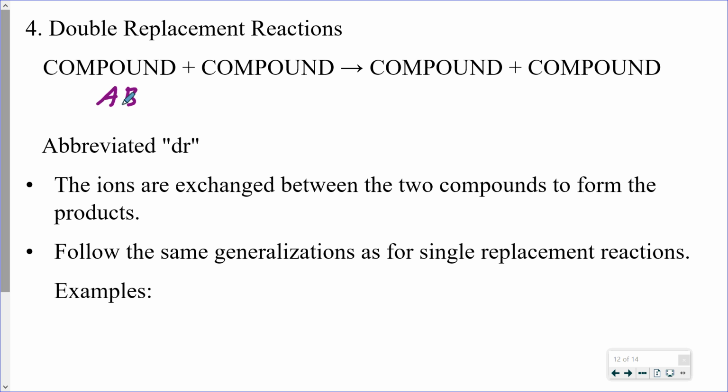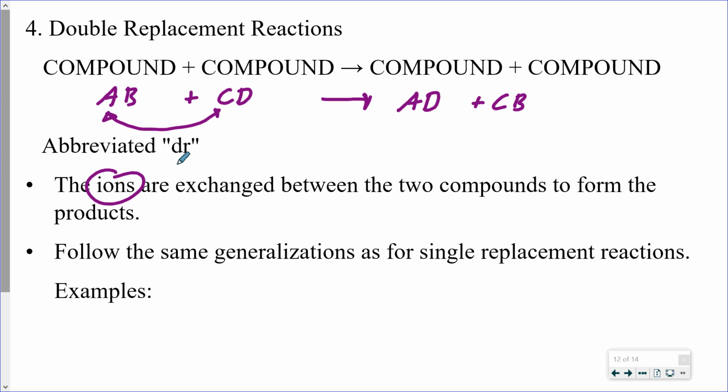So these 2 are attached together. A and B, that's our first compound, first reactant. C and D are attached together. They're our second compound. What are we going to do? Well, if these are both ionic compounds, we're just going to flip around the metals. That's really it. So now we're going to have A with D. C is the metal, so we need to write that first. C with B in generic terms. Ions are exchanged between the 2 compounds.